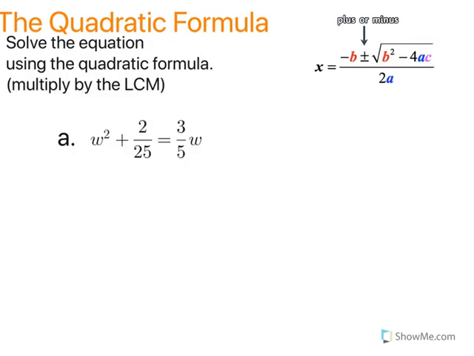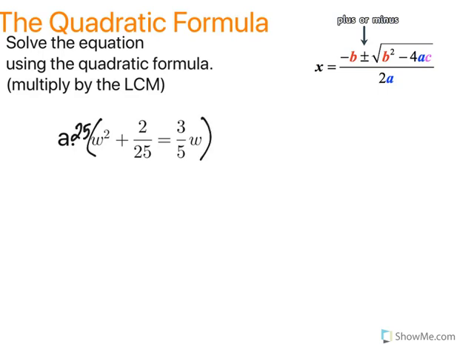Let's look at the third example. Here we have one that has fractions. So we're going to begin by multiplying everything by the LCM, the lowest common multiple of the denominators. So we look at 5 and 25, and we know the smallest multiple that they share is 25. So we're going to multiply the entire equation by 25.